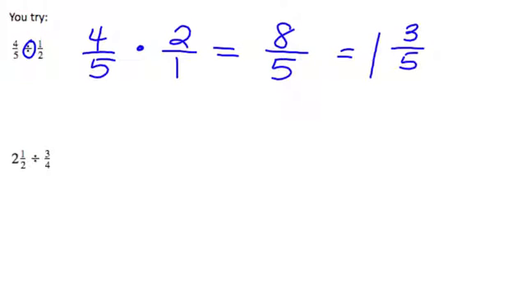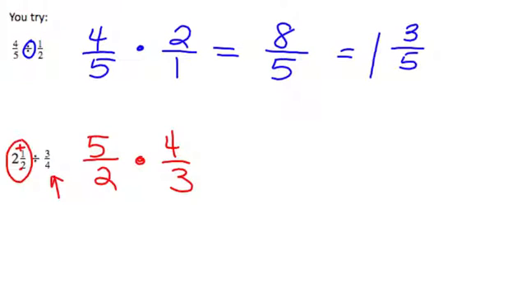For the next one, again, I see 2 1/2 is a mixed number. I need to change that to a fraction. So to do that, I'm going to do 2 times 2 and then add that 1. So 2 times 2 is 4, plus 1 is 5, and my denominator is 2. I change the division sign to a multiplication sign, and then I have to flip that second fraction. I want the reciprocal of 3/4. So that becomes 4/3.